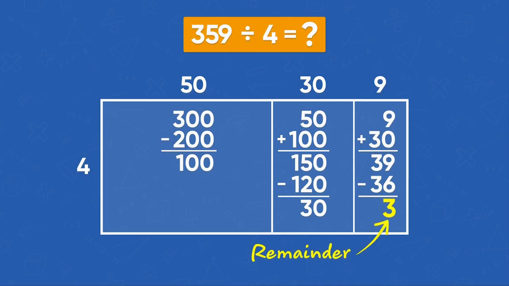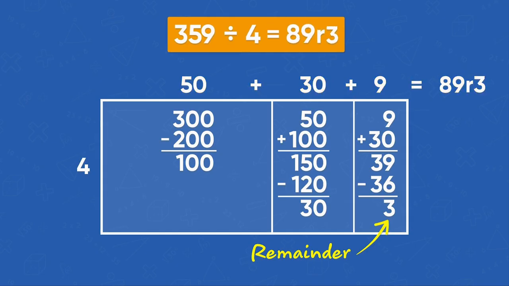To find the answer, we add up the lengths of all 3 sections. 50 plus 30 plus 9 is 89, with a remainder of 3. So we need to order 89 of each kind of pizza. And since we need a little more than that, we can round up in this situation to make sure we have enough for everyone. Let's order 90 of each kind of pizza.